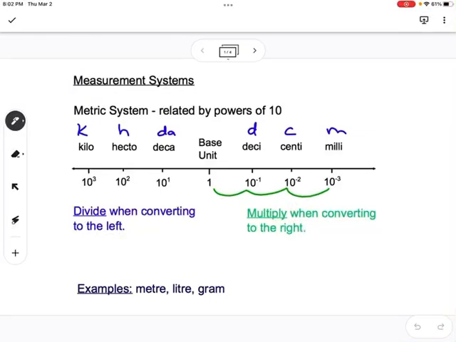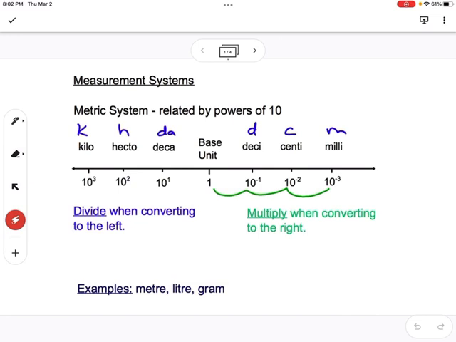Today we're going to talk about measurement systems. So we have the metric system and the imperial system. The metric system is the more common system, and it is also the easier conversion system. So we have our units, whatever your base unit is. You can be talking about meters, liters, grams.